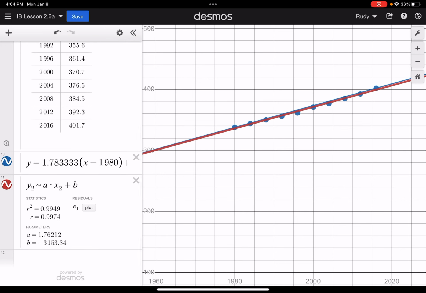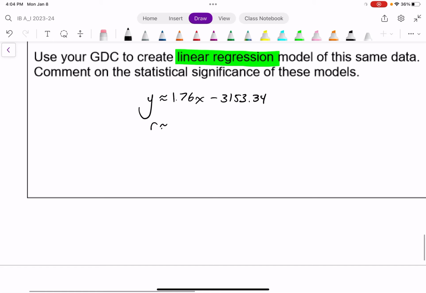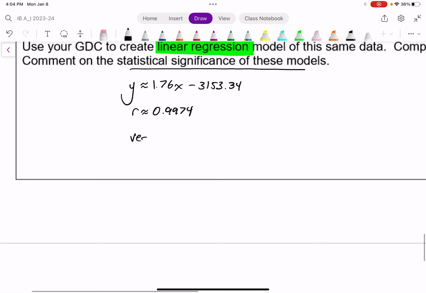And the correlation coefficient is almost 1. It's 0.9974. So it is an incredibly strong correlation coefficient here. So I'll write that R is approximately 0.9974. So the comment on the statistical significance, we have a very strong correlation.